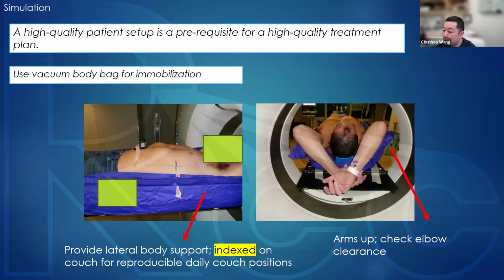In our clinic, mainly we use it for SBRT treatment. In addition, on the right side, you can see the BodyFix also provides some support to the arm when we have an arms-up position. And of course, clearance is a concern because usually when we are treating an abdominal site, the arm will not be scanned. So you want to make sure that during the simulation, the arm will be clear from the scanner.